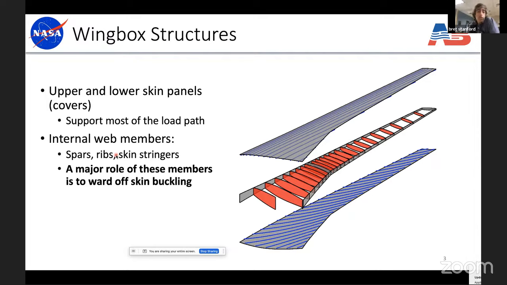The spars and the ribs and the stringers play various roles, but one of the big roles is to ward off skin buckling, right? Because we can use these members to subdivide the covers into smaller panels. And if the panels are smaller, then buckling is not going to be as big of an issue. And so for our work, if we're interested in topological design of wingbox structures, meaning if we wanted to design the innards of a wingbox, which we do, skin buckling is a huge player, and we cannot ignore it in our work. Otherwise, we're not necessarily solving a particularly meaningful problem.